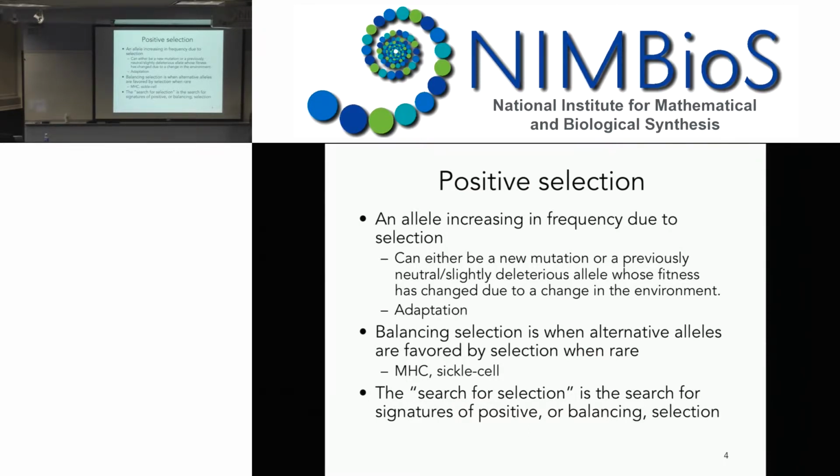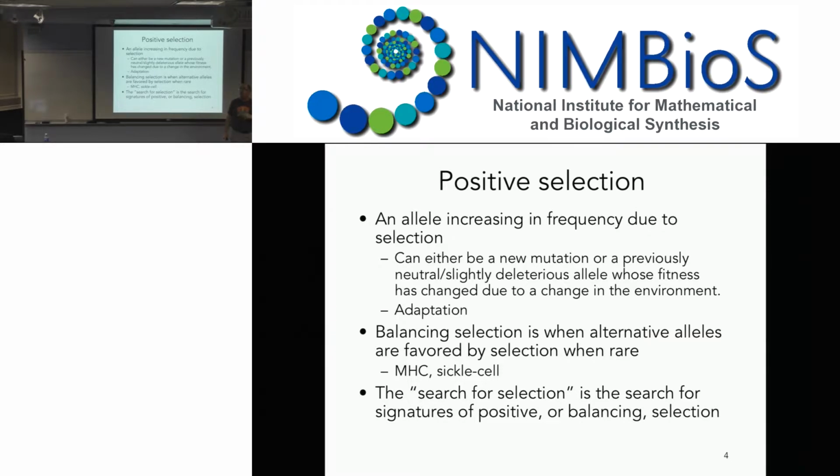Balancing selection is when alternative alleles are favored by selection when rare. Examples of that are overdominance, sickle cell anemia. If the sickle cell allele is rare, there's a tendency to increase its frequency. If it's sufficiently common, there's a tendency to decrease its frequency. People think about these balancing selection models a lot, but there are very few examples. Warfarin resistance, some thalassemias, and sickle cell anemia are examples where the heterozygote had the highest fitness.